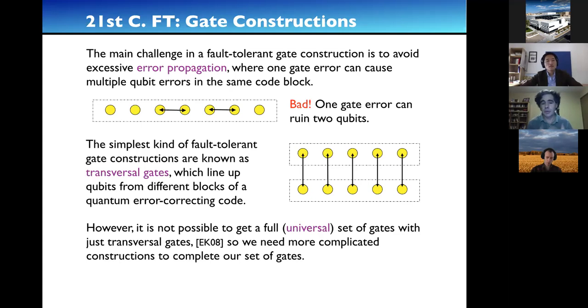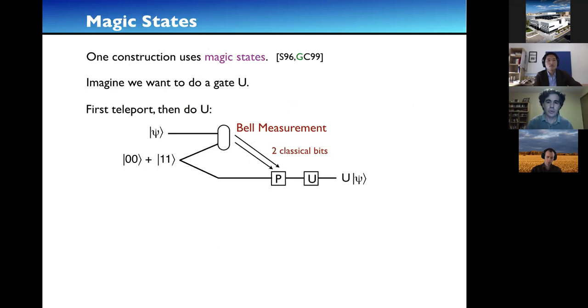But the problem is, unfortunately, we can't build all of our gates out of transversal gates. It turns out there's no way to have a universal set of quantum gates that are all transversal, where universal means that you can multiply them together to get arbitrary unitary transformations or close to arbitrary unitary transformations. So that means that in order to build a real quantum computer, we're going to need some kind of more complicated construction.